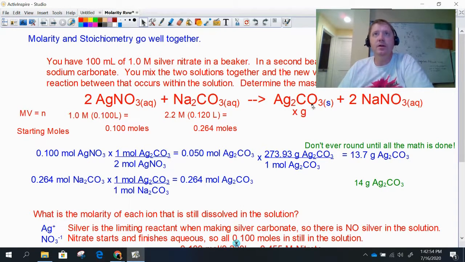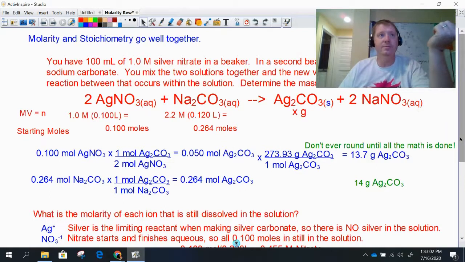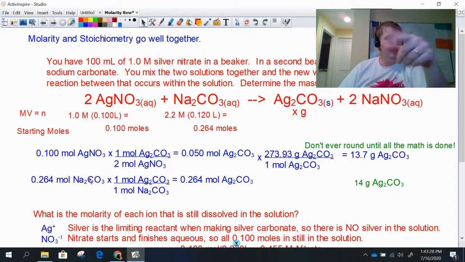It's only the silver and the carbonate that are a solid. So the sodium and the nitrate, they're aqueous. They're dissolved in water, right? The silver and the carbonate is in the solid. It is possible that unless it was exactly equal, silver or carbonate might still have some remaining in the water. And the way we're going to do that is we're going to use the whole limiting and excess reactant concept. So was the silver or the carbonate limiting? Yeah, the silver. The silver was the limiting reactant.